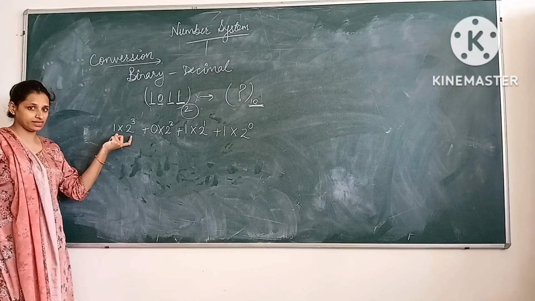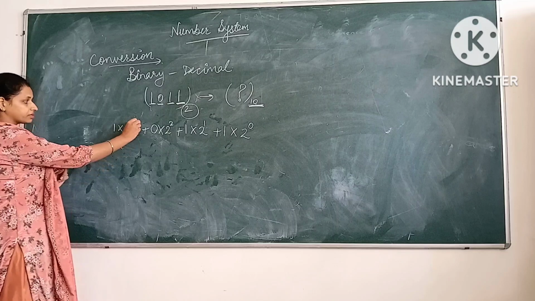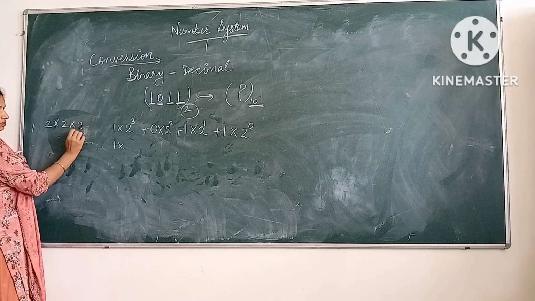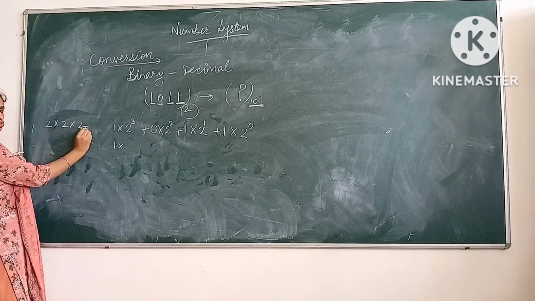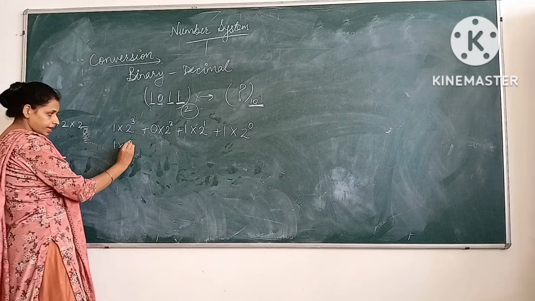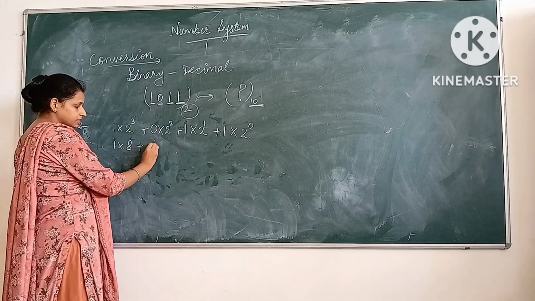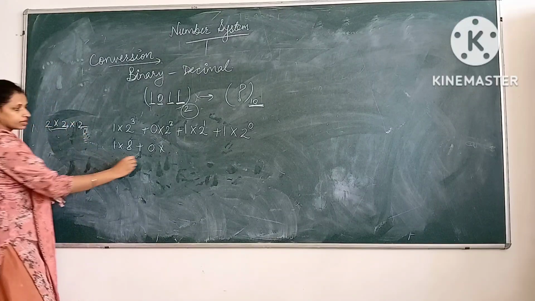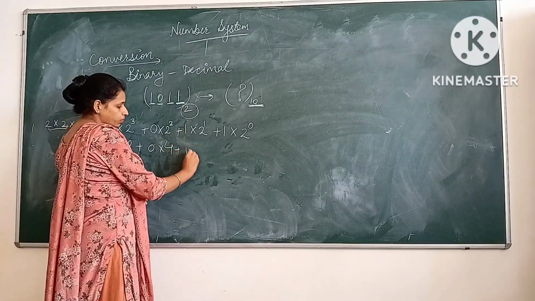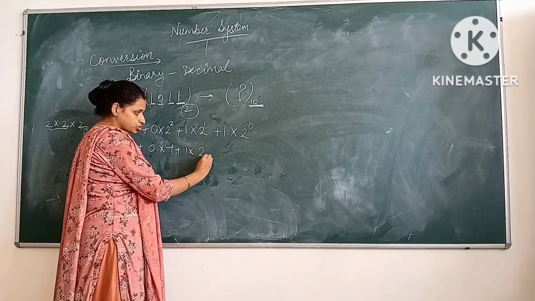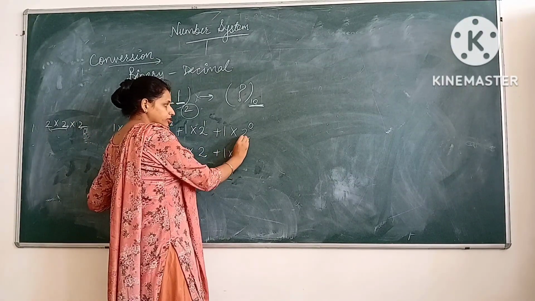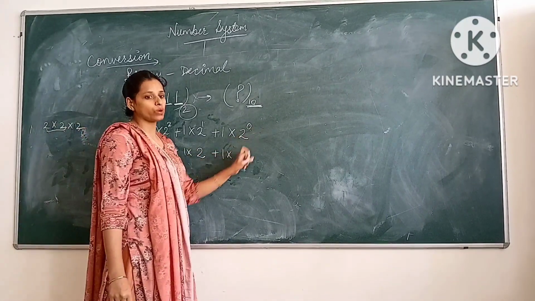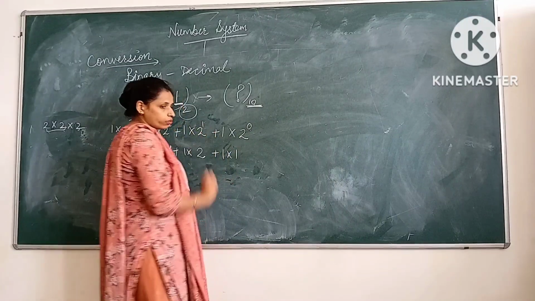Now we have to multiply this. 1 into 2 raised to power 3. 2 raised to power 3 means we have to multiply 2 three times: 2 into 2 into 2. 2 2s are 4, 2 4s are 8. Plus 0 into 2 raised to power 2 is simply 2 raised to power 2, that is 4. Plus 1 into 2 raised to power 1 means 2. Plus 1 into 2 raised to power 0. Any number having 0 power is 1. So 2 raised to power 0 is 1.